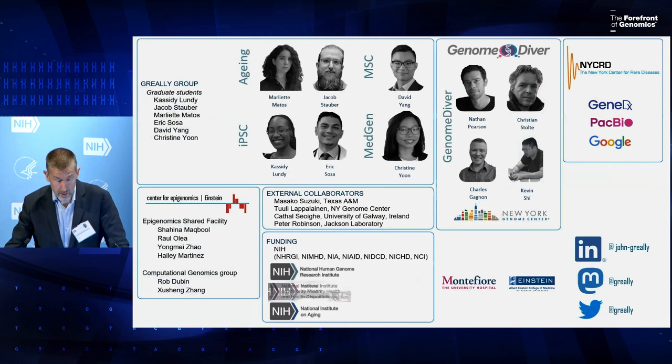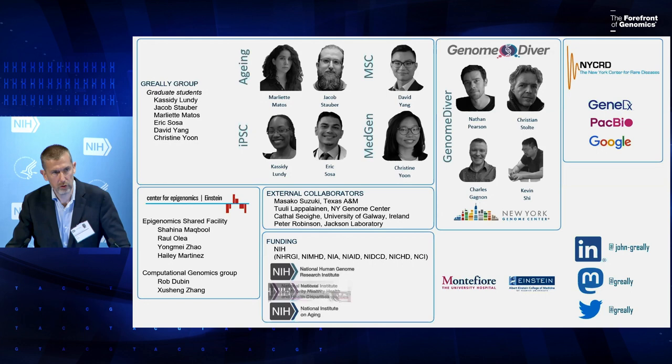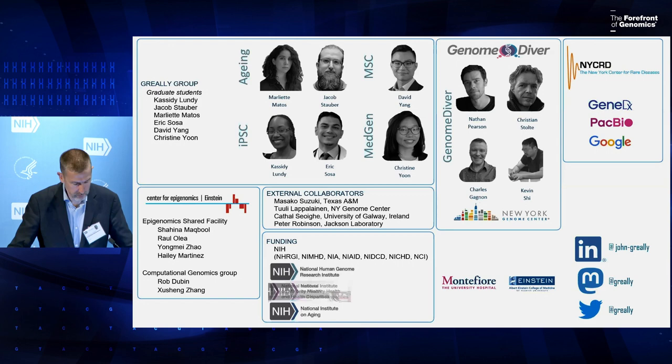I'm going to slow down a little bit and just say Marlieta Matos is extraordinary. She's been doing 400 single cell RNA-seq experiments, 400 ATAC-seq experiments and 400 genotyping experiments on these samples from her aging project. And she is becoming really good analytically as well. She's a force. Jacob Stauber is doing work on clonal hematopoiesis. David Yang has been working on what we hope to create as a new field of population epigenetics, which hopefully we'll get to tell you about some other day.